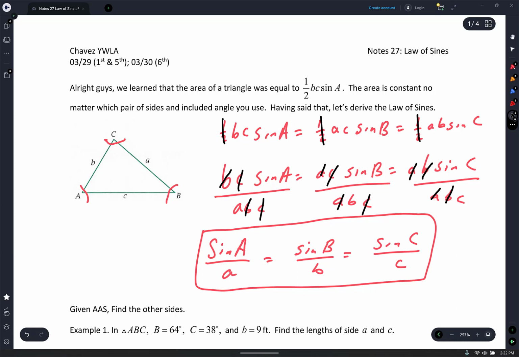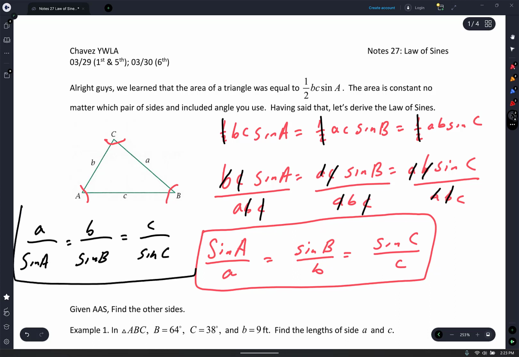Now, before you guys go Googling stuff, you're going to Google law of sines and you're going to come up to a web page and it's going to say this: A over sine A equals B over sine B equals C over sine C. And you're going to say, wait, but Google's telling me this is the law of sines. Guys, it's the same thing. Notice all they did, it's equivalent. It doesn't matter which one you use. They're both the law of sines.